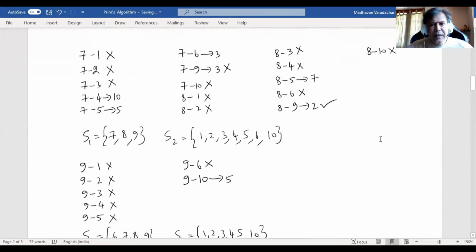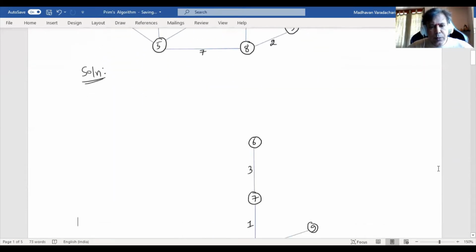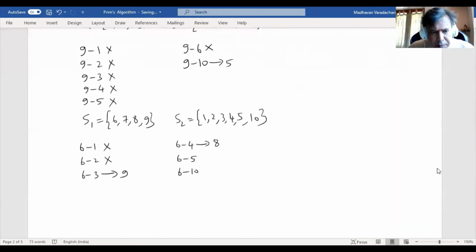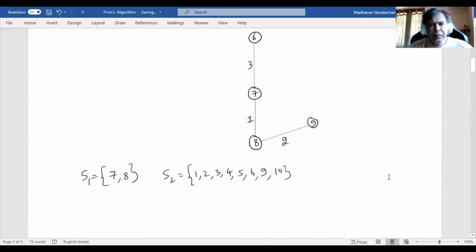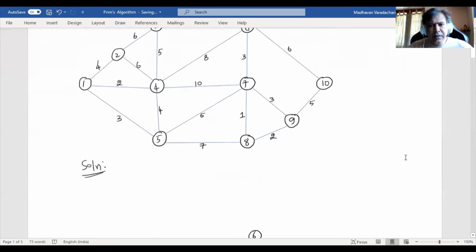Then 6 to 5. 6 is here, 5 is here, there is no arc connecting those two. This will be cross. Then 6 to 10. 6 is here, 10 is here, there is an arc and the distance is 6.